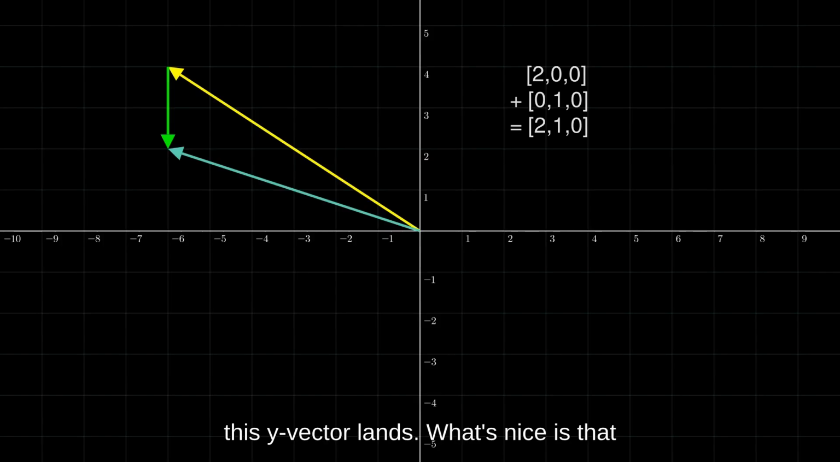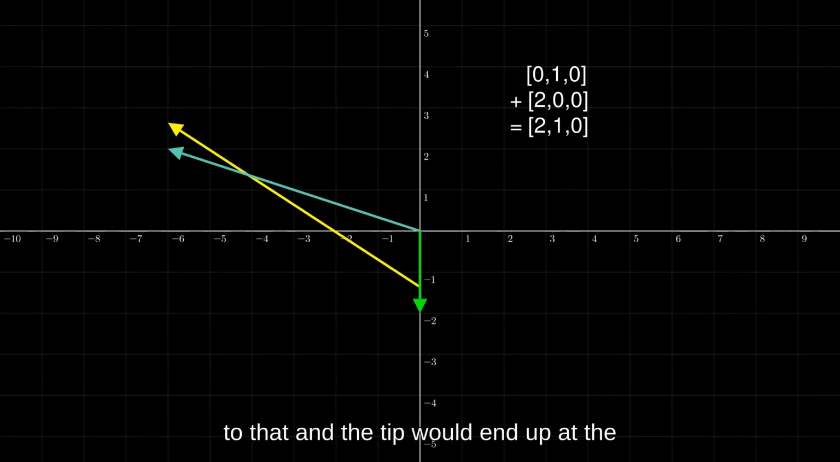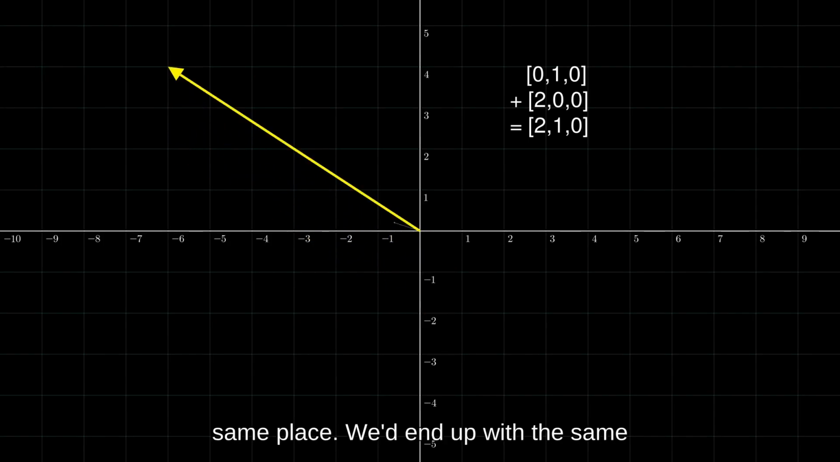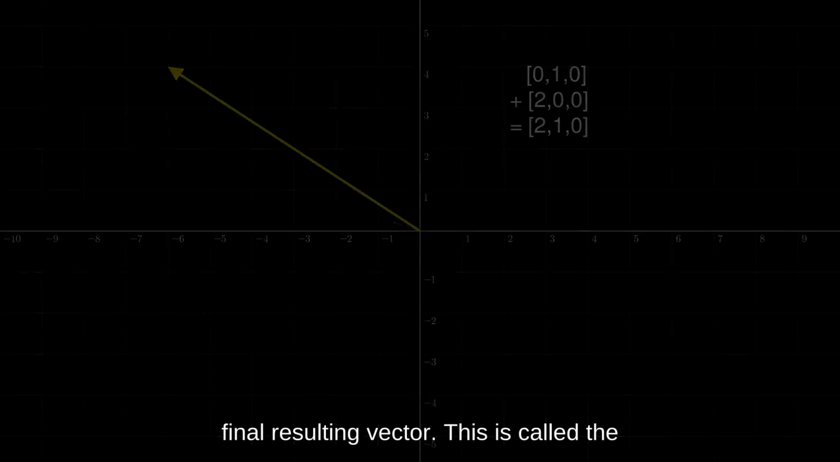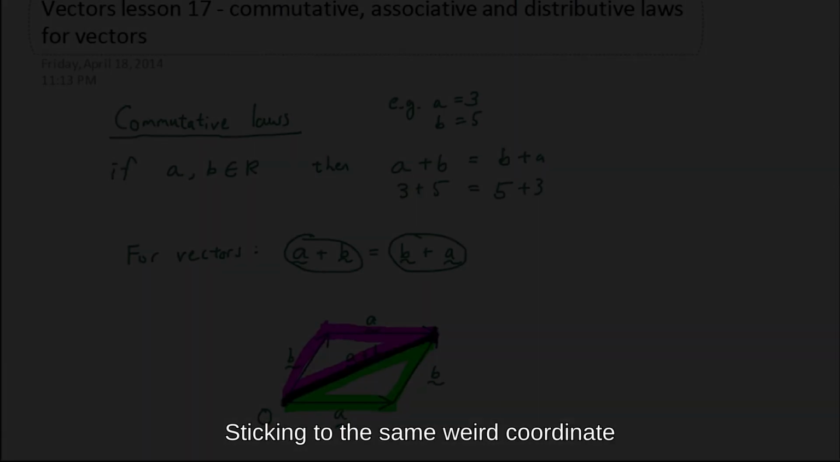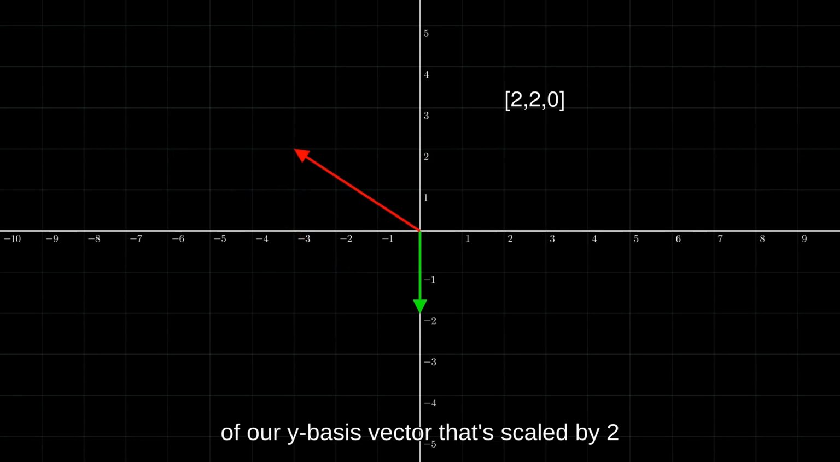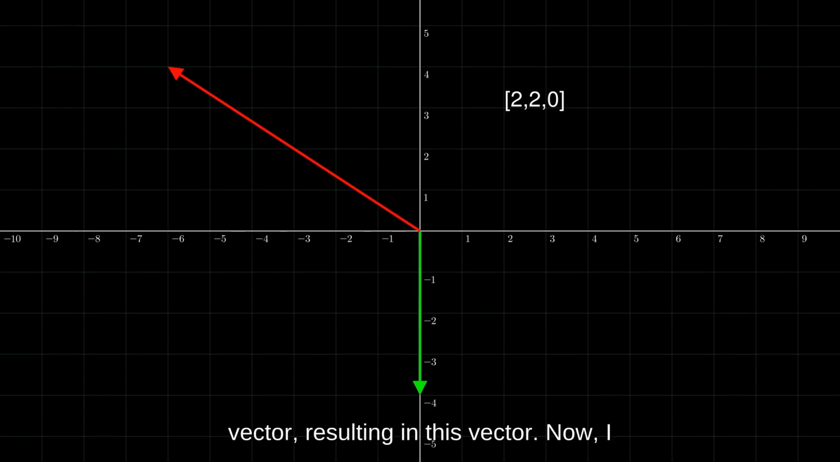What's nice is that we could instead start with the weird y vector and add the weird scaled x vector to that, and the tip would end up at the same place. We'd end up with the same final resulting vector. This is called the commutative property of vectors, in case you care. I had to Google this just now. Sticking to this same weird coordinate frame, 2, 2, 0 would be adding a version of our y basis vector that's scaled by 2 to the scaled version of our weird x basis vector, resulting in this vector.